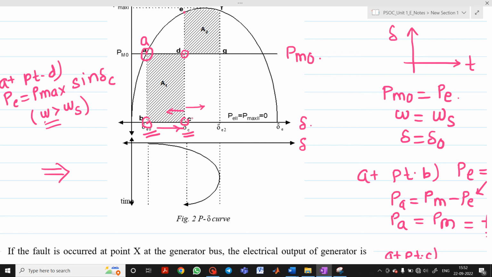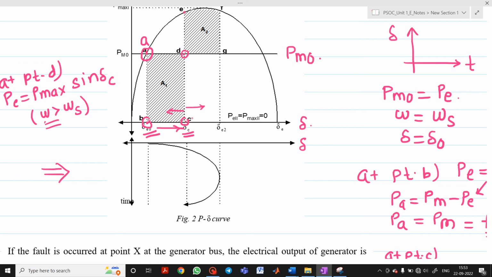So what is the significance of this critical clearing angle? If somebody asks you the question, what is the significance of critical clearing angle? The critical clearing angle gives information on the stability of the system. If your load angle delta is less than the critical clearing angle, the system will be stable. If the load angle delta is beyond the critical clearing angle, then the system will be unstable.